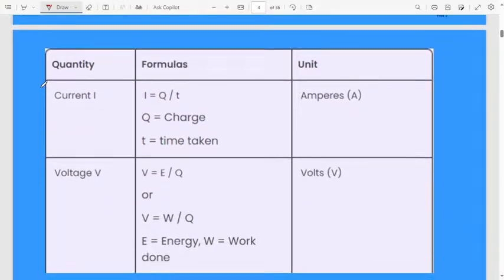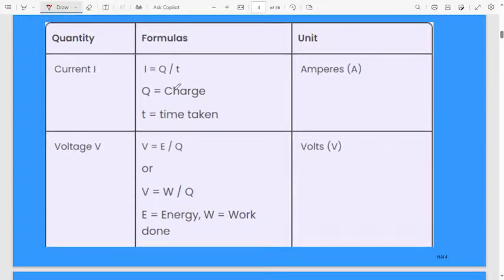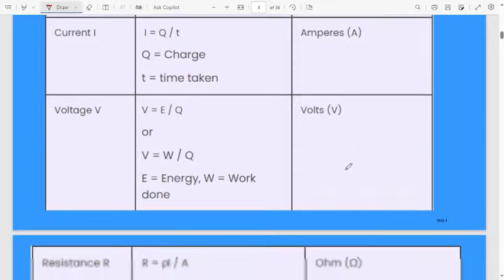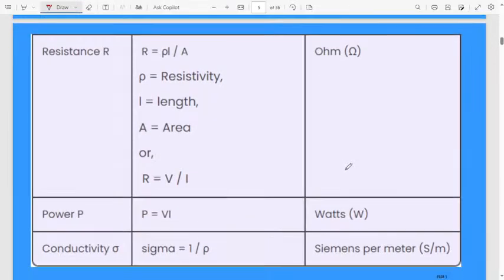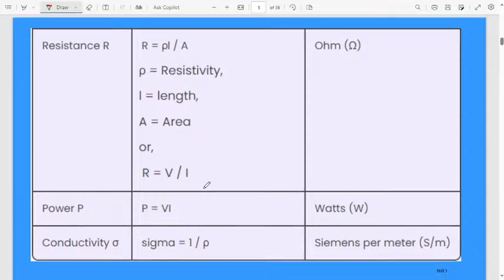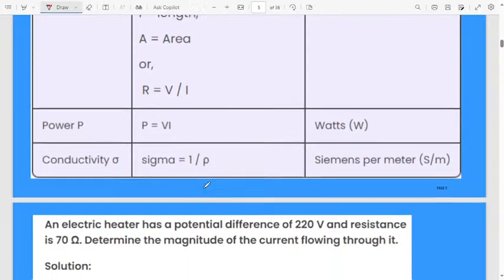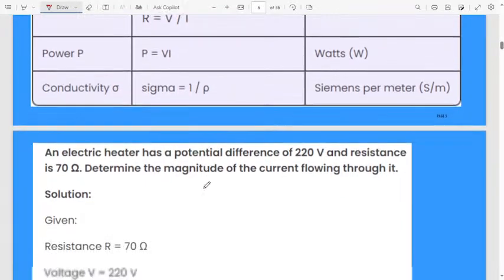Then from here the important one is current: I is equal to Q by T, where Q means charge, T means time taken. The SI unit is ampere. Then voltage, this one is already repeated. Then resistance, R is equal to rho L divided by A. Rho means resistivity, L means length, A means area. Another formula, R is equal to V by I. Then power, P is equal to VI, and the SI unit is watt.